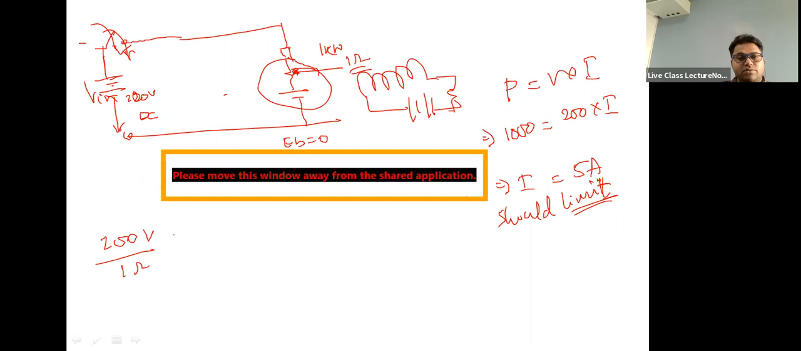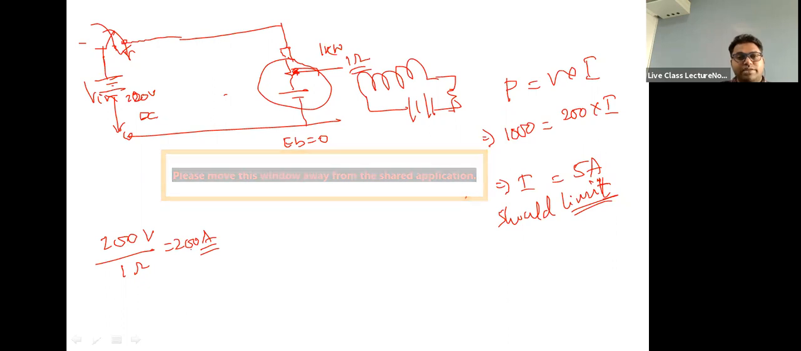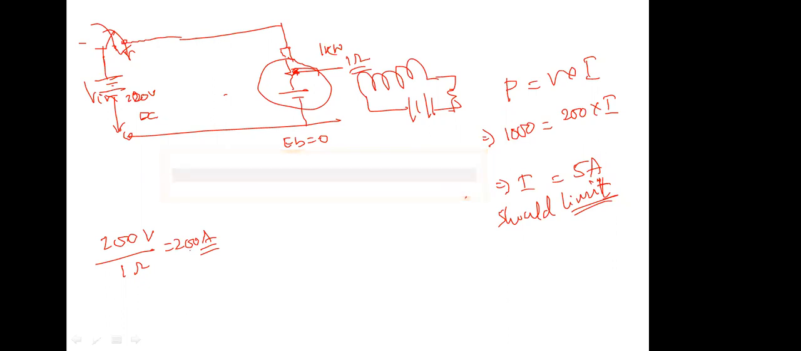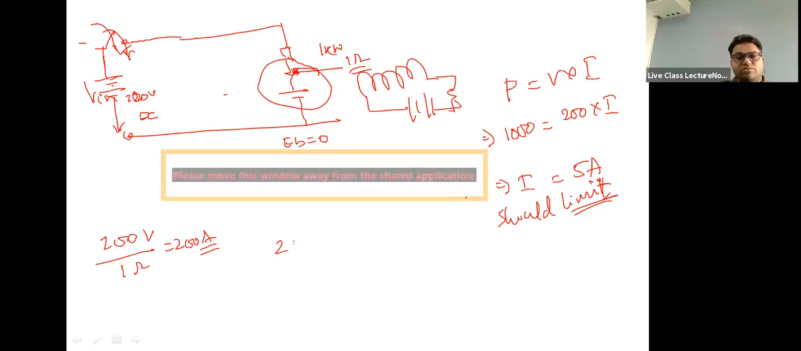So how much will be the current? 200 ampere. Just think of it. We should have limited it to 5 ampere, and how much current are we flowing now? 200 amperes. How many times more? 40 times more. So will the motor stay? It will burn out. So how much extra resistance should we put in?